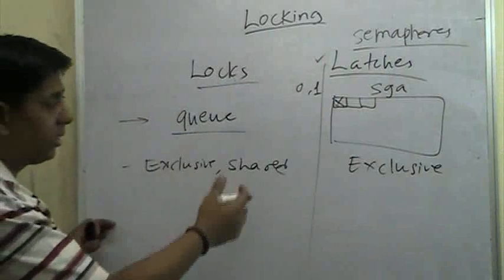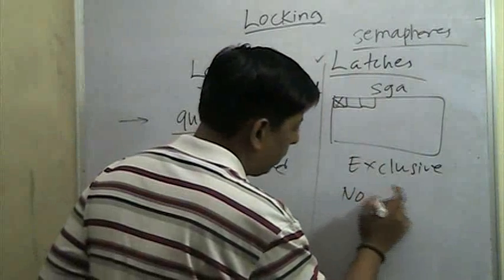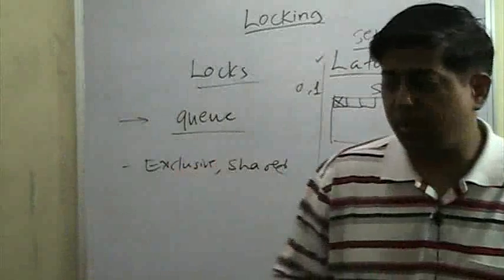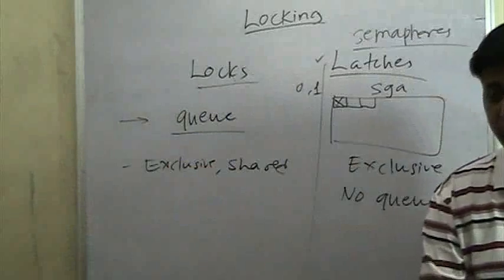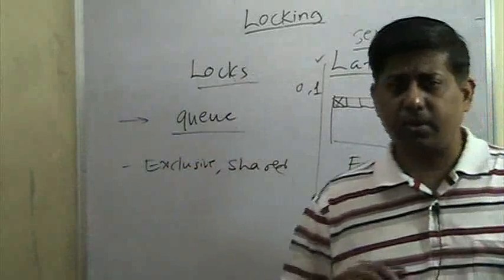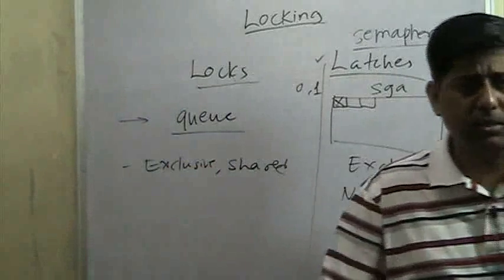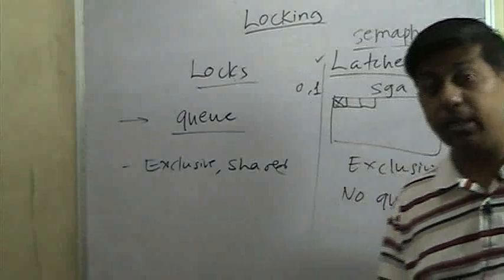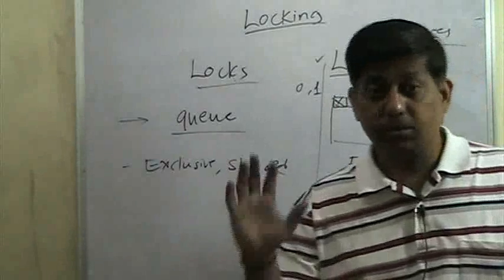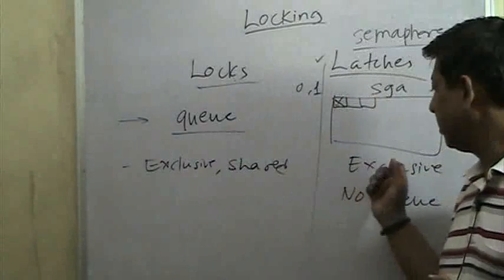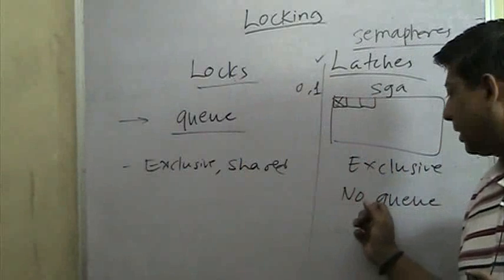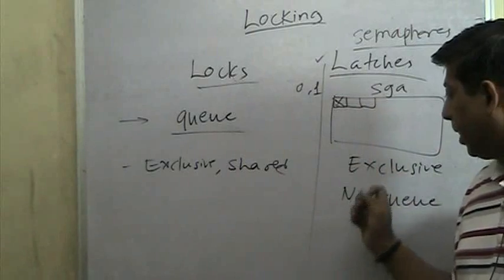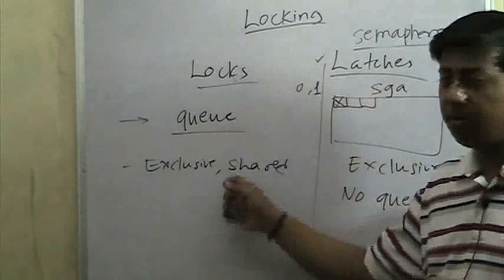There is no queuing. No queue. That means if I want a resource and it is locked by somebody else, I will not queue up and wait for that. I will go and do my job, and after a certain time, I will come back and see if the resource is free or not. So there is no queuing. In the meantime, if some other guy comes in and he takes it, okay, my bad luck. Another process comes in and takes the latch, then I'm too slow. So no queuing over here, and there is a lot of queuing over here.